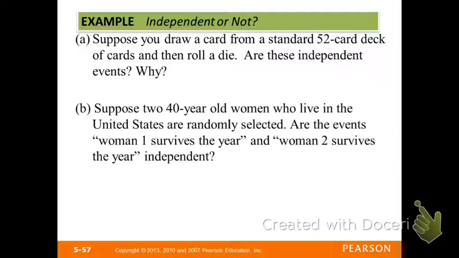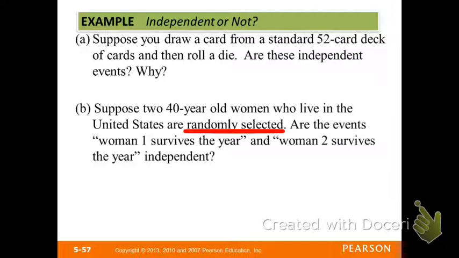Suppose two 40-year-old women who live in the United States are randomly selected. Because of the number of 40-year-old women in the United States, and because they're randomly selected, we should assume that these two women have absolutely nothing to do with each other. They're not related to each other. They don't live in the same circles. Are the events that woman 1 survives the year and woman 2 survives the year independent?